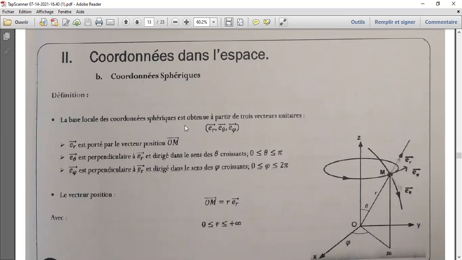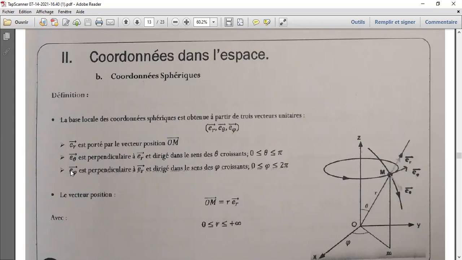Yeah, and here they just explain that the vector ER est porté par le vecteur position OM. So the vector position OM carries the what? The vector ER. Then E theta est perpendiculaire à ER et dirigé dans le sens de theta croissant. So they are saying that E theta is perpendicular to ER. E theta is perpendicular to what? To ER. And theta is between 0 and what? 180, which is pi, which I've already talked about.